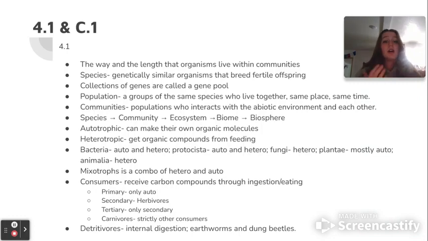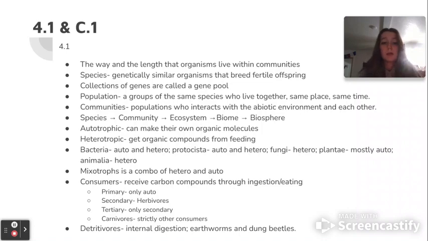Bacteria can be autotrophic or heterotrophic, and each one has its own different kind. Each bacterium is either autotrophic or heterotrophic, whereas some are both. It really just depends on what kind of bacteria you're looking at. Mixotrophs are a combination of heterotrophs and autotrophs.